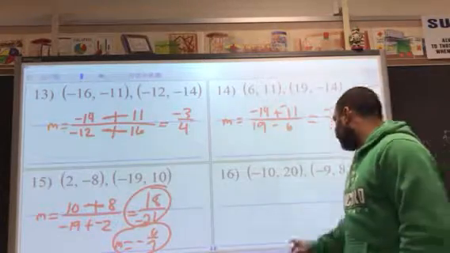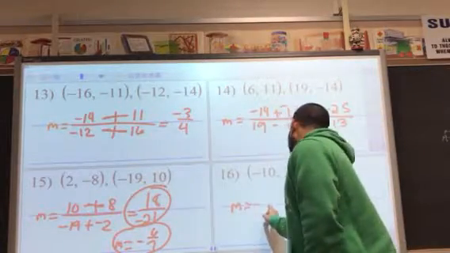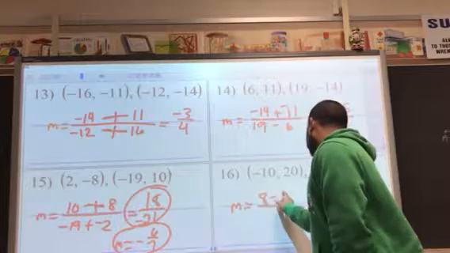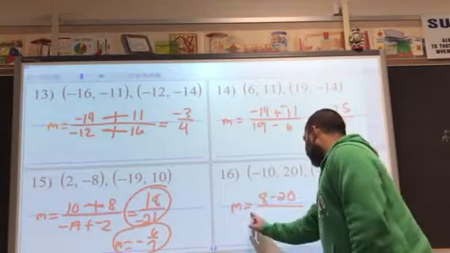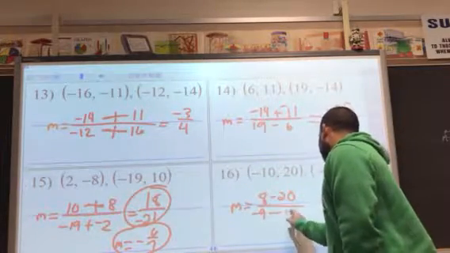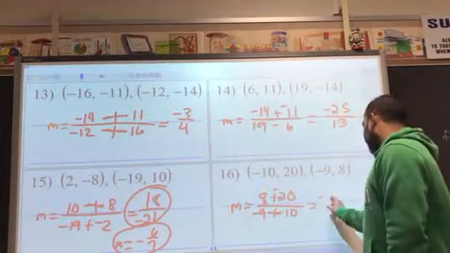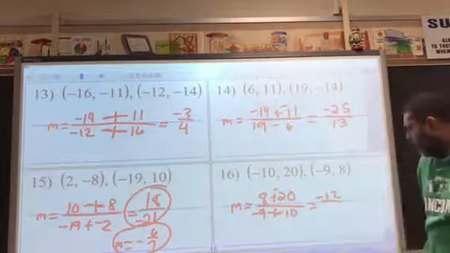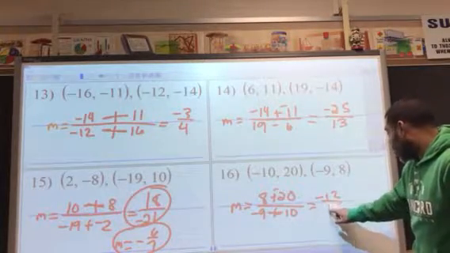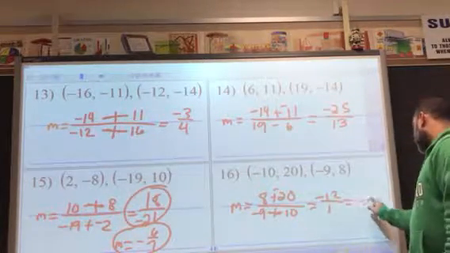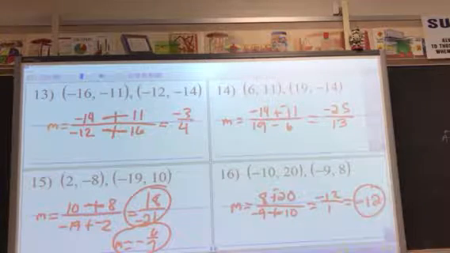And the last one, on top, you should have 8 minus 20. On the bottom, we should have -9 minus -10. Well, minus the negative turns to plus. That's going to be negative 12 over 1, which is just negative 12. Okay?